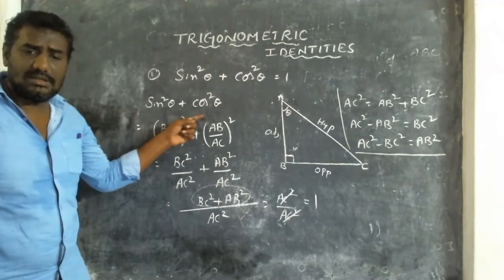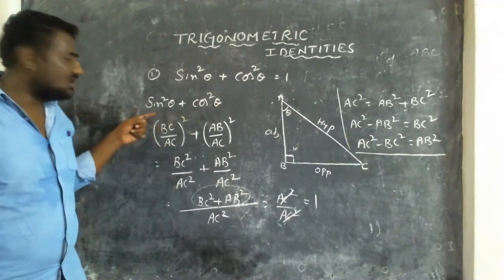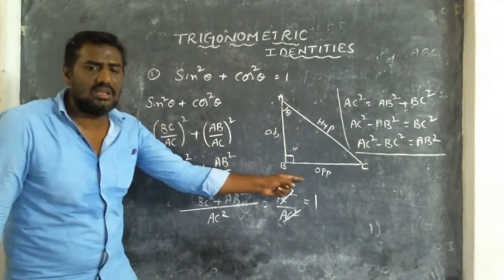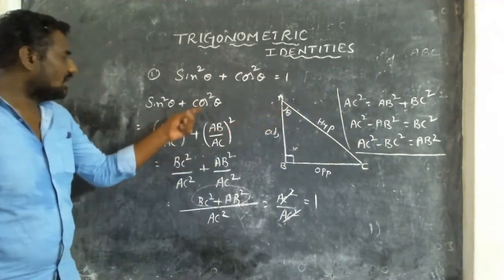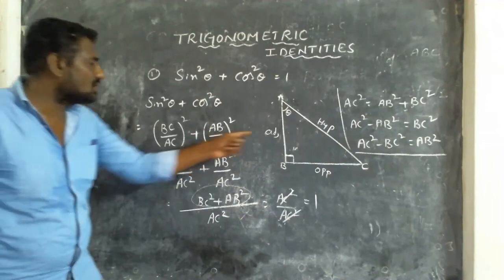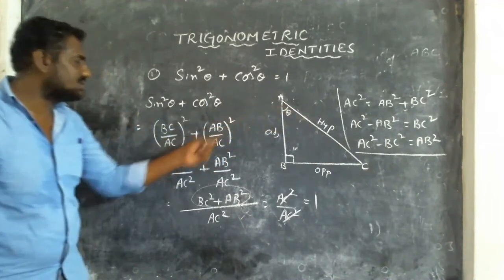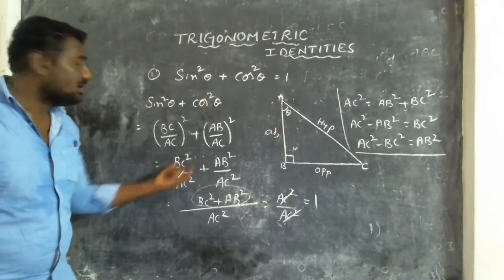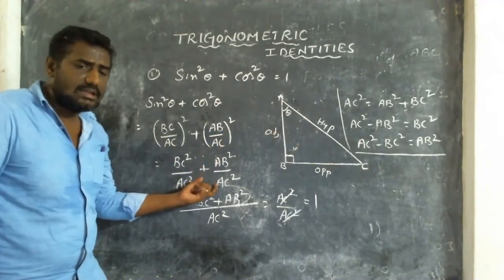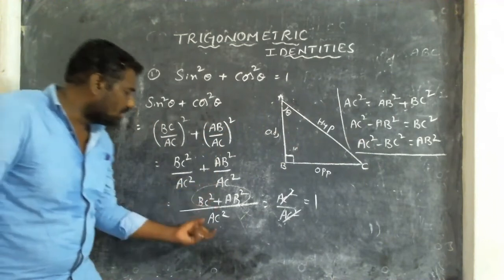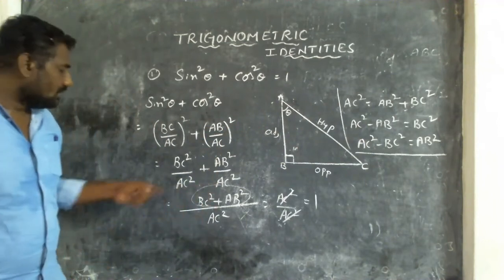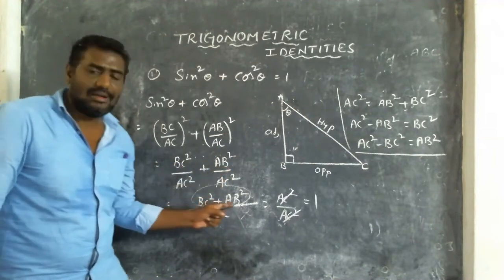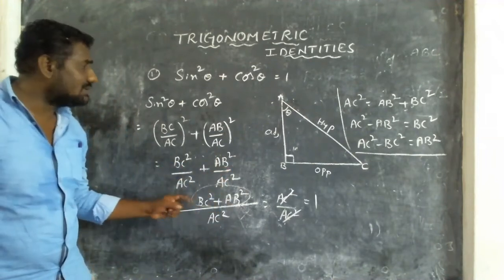Sin square theta plus cos square theta I have taken. Instead of sin, I have written opposite by hypotenuse. From the figure, opposite is BC, hypotenuse is AC. Cos theta is adjacent by hypotenuse, cos is AB, hypotenuse is AC. Now I have written this one as BC square by AC square, and this as AB square by AC square. Now I have gone for LCM as AC square. Denominators are same, so we'll add the numerators: BC square plus AB square.